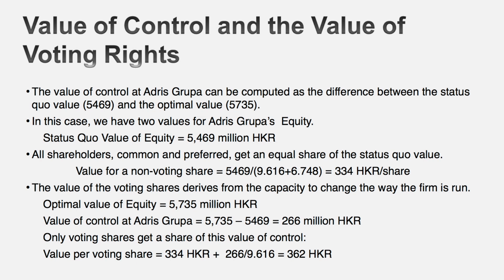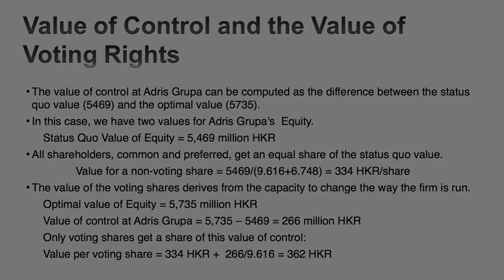Then I take the difference between the two values that I got, the optimal value and the status quo value, and assume that only voting shareholders get a share of that. It'll give you a higher value for the voting share. In this case, for Address Grouper, you get a premium for the voting share because there's an expected value of control. That premium is going to be larger, therefore, in companies that are badly run. So if you have voting shares in a badly run company, it'll trade at a bigger premium over non-voting shares than in a company where the company is well run.